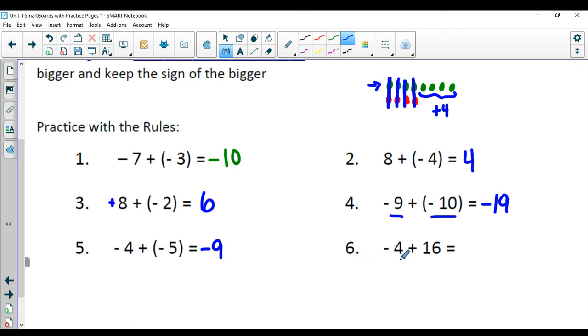In number 6, you owe me 4 and your granny, she just gave you $16. That was kind of nice, right? So you have that +16, but you owe me 4. So guess what? You're going to pay me back, but you're still going to have $12 left at the end of this.